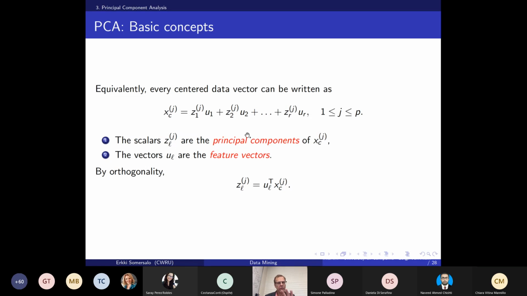So today I'm stopping here. I'm continuing on Thursday from here. So this is the last slide I'm showing today. But the take-home message here is that when you have the singular value decomposition of your data matrix, all the data can be represented as linear combinations of so-called feature vectors. And those feature vectors can be obtained by using the singular value decomposition, and the coefficients are called the principal components of x, cj.